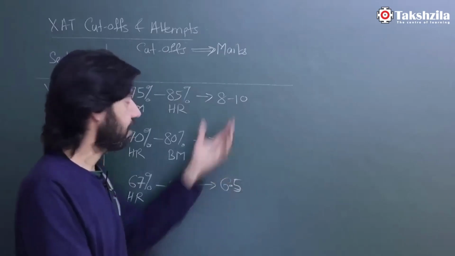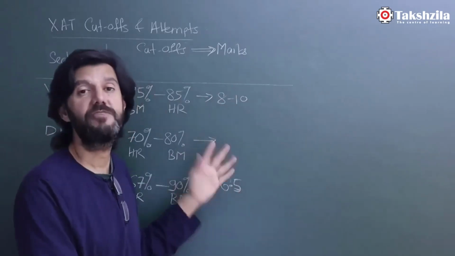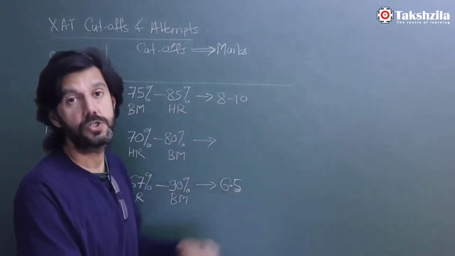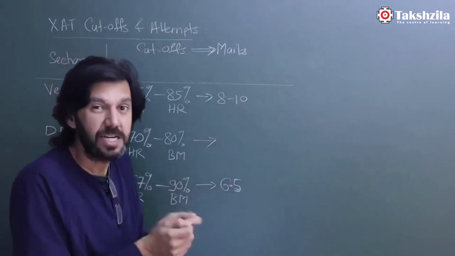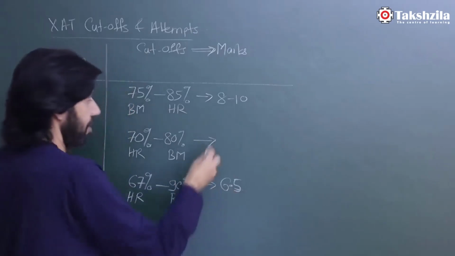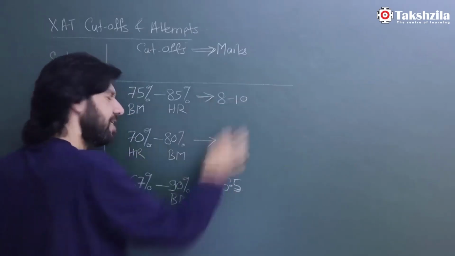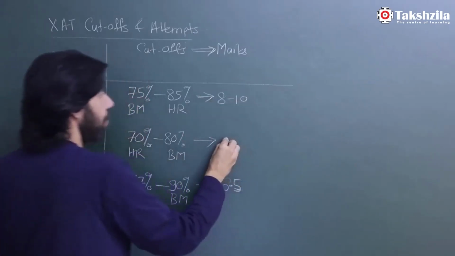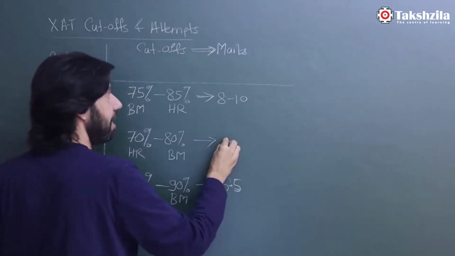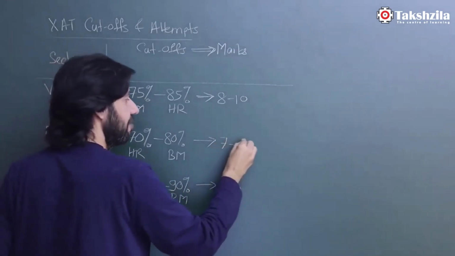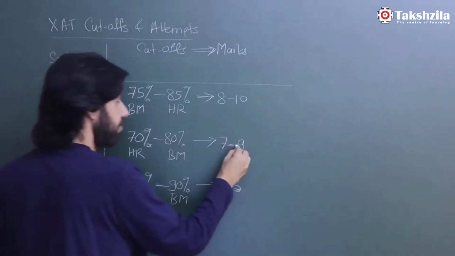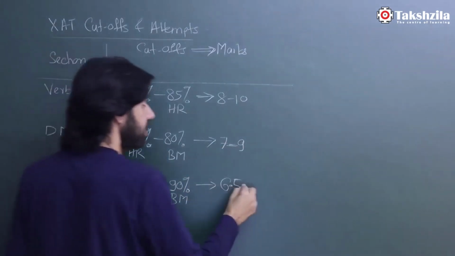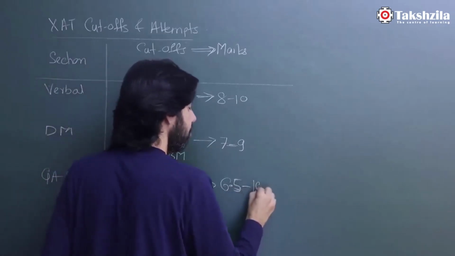There could be a margin of error here, though I've erred on the higher side, so that you don't keep your targets very low just because I gave a low number. These are on the higher end, so these are safe numbers. For DI, the marks would be as low as 7 to 9, depending on the program and the gender. And for quant, it could be 6.5 to 10.5, students.